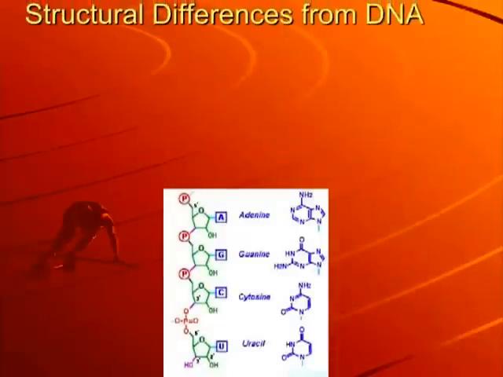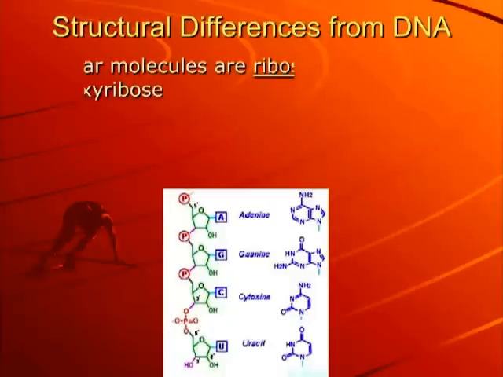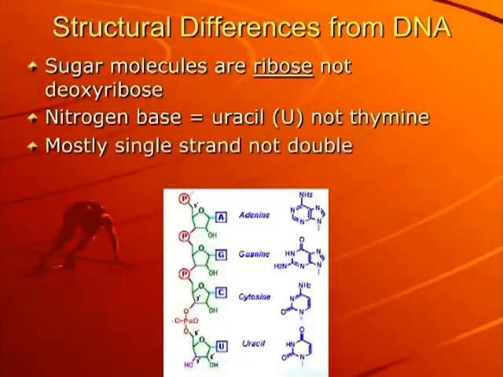So RNA is structurally very similar to DNA, with specific differences. First of all, the sugar molecule is known as ribose, not deoxyribose. There is a nitrogen base known as uracil instead of thymine, and they're mostly single-stranded, not double-stranded. So you generally get one single strand, whereas DNA, if you remember, has two strands. And lastly, there's more than one type of RNA. There are actually 3 different types of RNA.